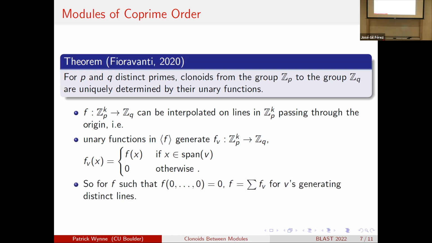And now, if we make the small assumption that f is 0 at the origin, then f is just the sum of a bunch of these f sub v's. Just add them up for these distinct lines through the origin, and then we recover f. So we started with f, we look at some unary functions, and then we can build back to f. And so every clonoid from Z_p to Z_q is generated by just its unary functions. And so in particular, of course, there's finitely many.